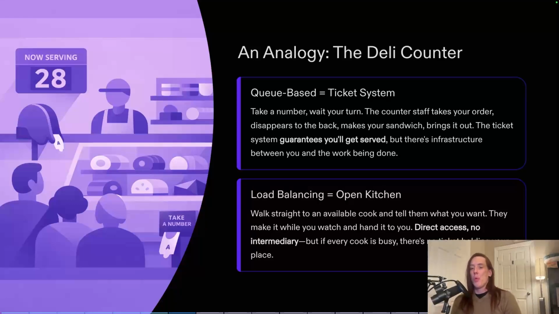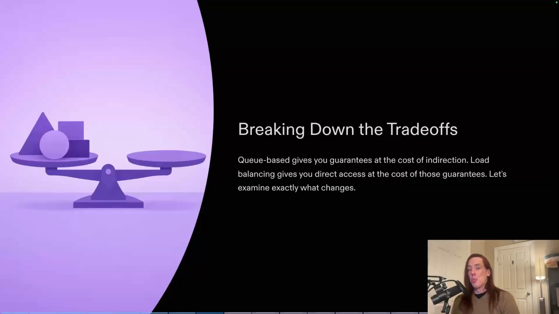Load balancing is like walking into an open kitchen where there are several cooks working at stations. You walk up to a cook who's free and you tell them what you want, and they make it right there while you watch and hand it back to you. There's no ticket, no waiting for your number to be called, and no intermediary taking your order and relaying it to the back. You're talking directly to the person doing the work. So that's really the fundamental difference. Queue-based gives you guarantees at the cost of indirection, and load balancing gives you direct access at the cost of those guarantees.